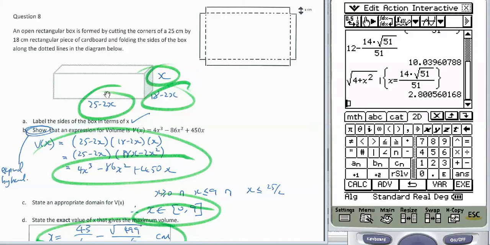If you look at the three edges of the box, x has to be greater than or equal to 0. This one tells you that x has to be less than or equal to 9, otherwise you'd get a negative, so x less than or equal to 9. And this one tells you that x has to be less than or equal to 25 on 2. All of these intersections, therefore x has to go from 0 to 9.